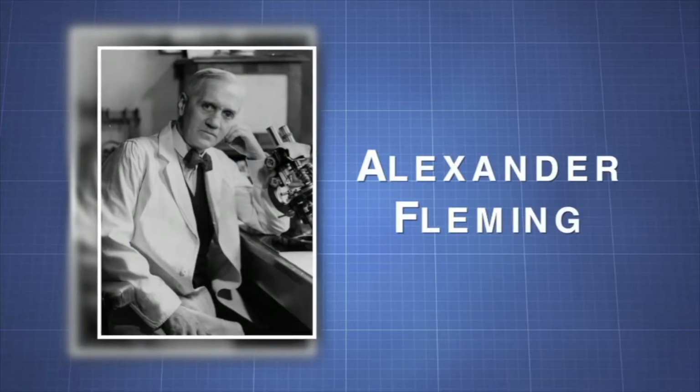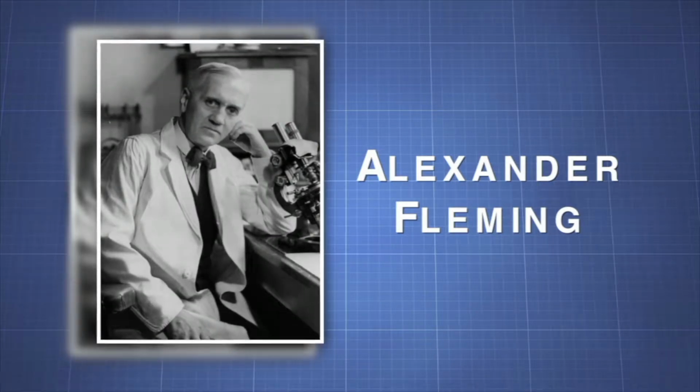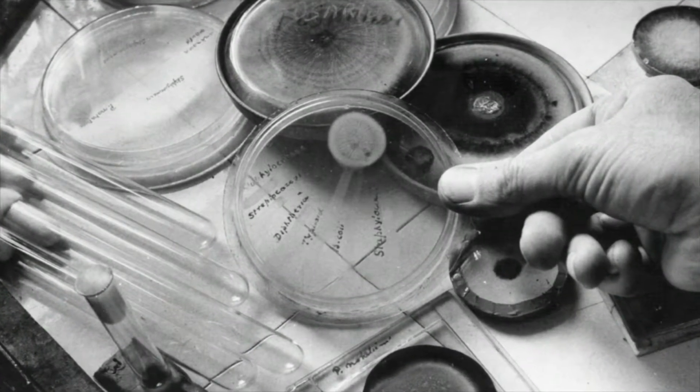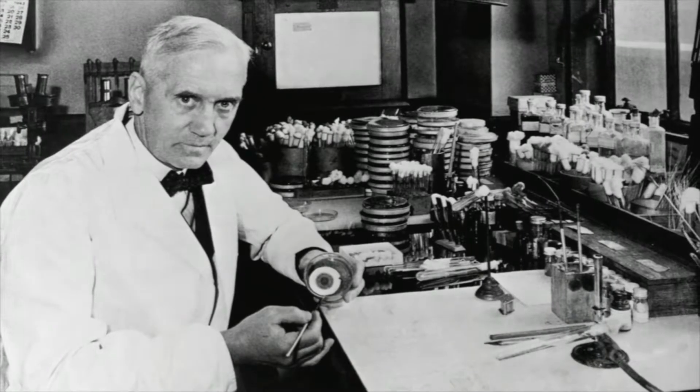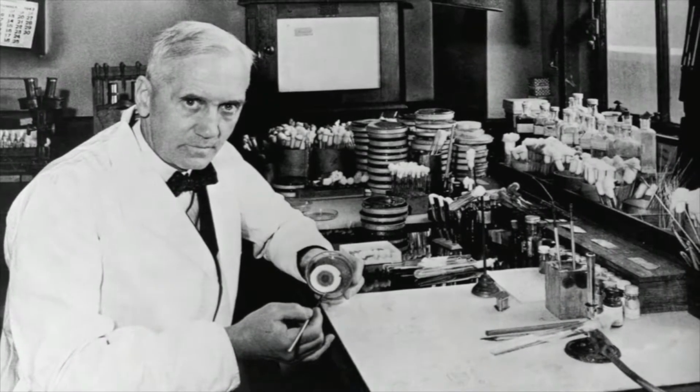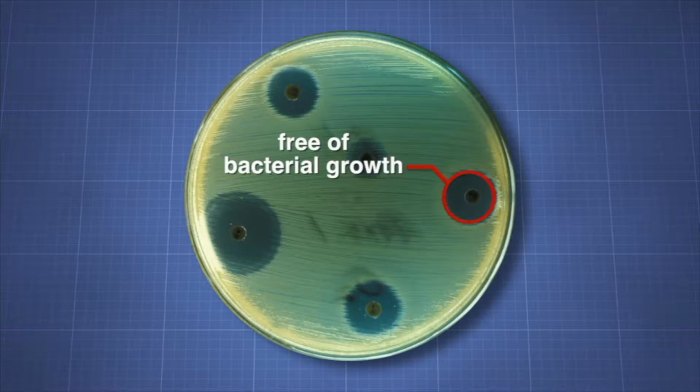In the 1920s, Scottish scientist Alexander Fleming was growing bacteria on glass plates. Fleming observed that one of the plates had become contaminated by mold. He noticed that the area around the mold was free of bacterial growth.